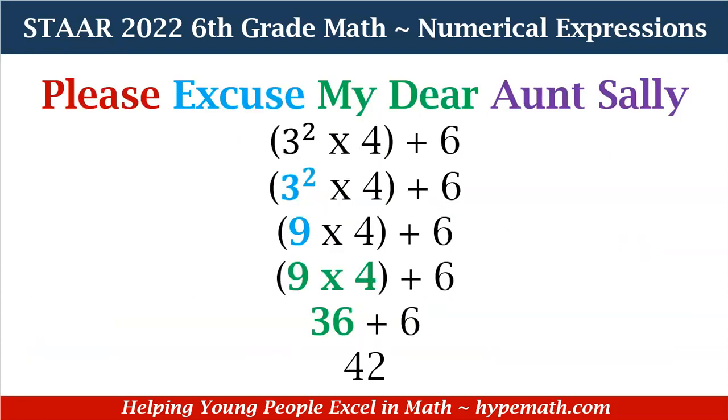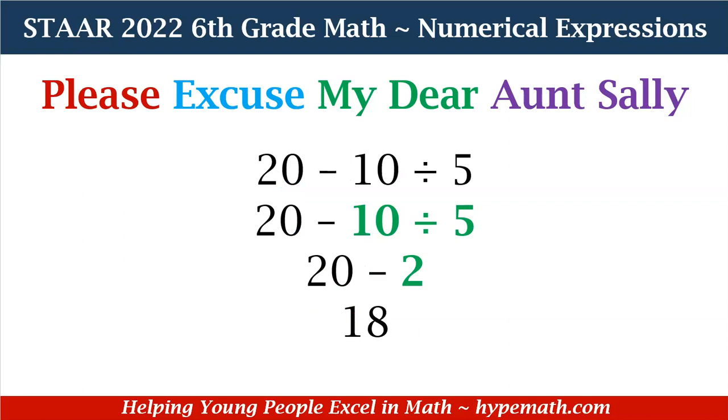We have 3 squared times 4 in parentheses plus 6. So we're going to tackle our parentheses first. And in our parentheses, we have 3 squared, which is the same thing as 3 times 3. That is 9. So now in our parentheses, we have 9 times 4. We're still in our parentheses and we are multiplying. 9 times 4 is equal to 36. I'm done with my parentheses, so now I can add. 36 plus 6 is equal to 42.